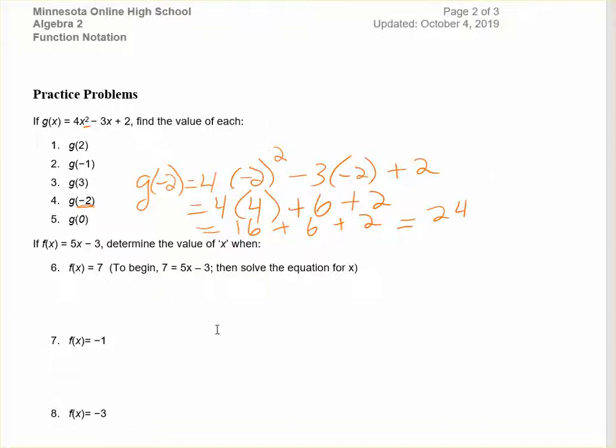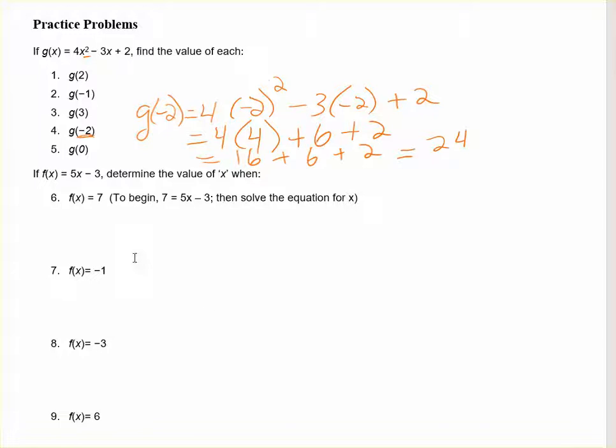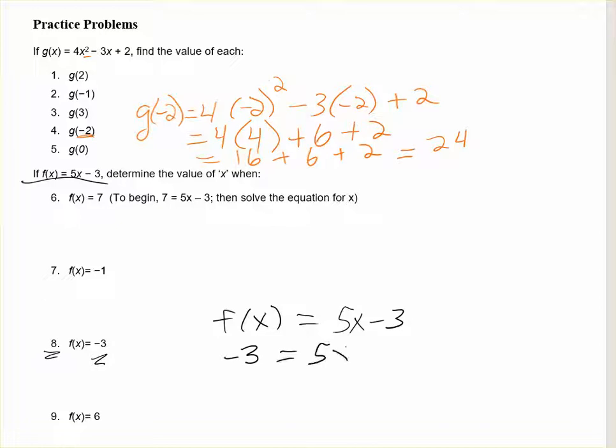In number 6, 7, 8, they're giving us the function, and then they're telling us what that function is equal to. So again, you'll be replacing the left side of the function. Let's look at number 8 on this, just for an example. So again, we're going to start with the function they give us at the beginning here, which is 5x minus 3. And in number 8, they tell us that f of x equals negative 3, so that goes on the left side, and it's equal to 5x minus 3.